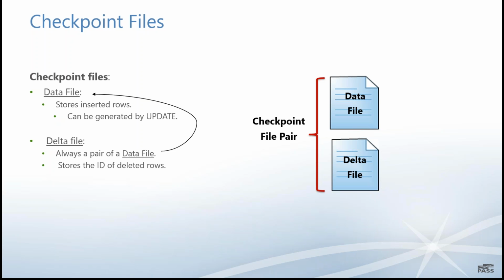And the delta file is always a pair of a single data file, right? And this delta file is storing the IDs of all the deleted rows. Again, you can specifically delete the row, or when you are updating some row, you are deleting and inserting. So updates are creating data inside of a data file and the delta file. Inserts are creating data inside of a data file, and that's it. And deletes are creating data inside of the delta file. Okay?